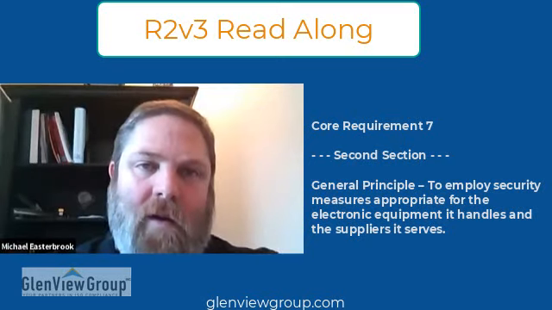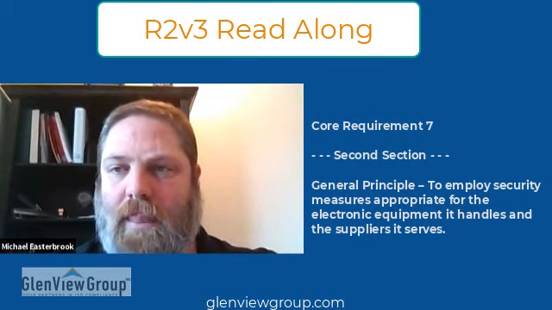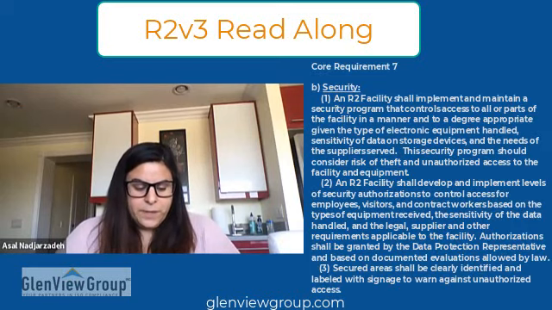Okay, so this one is probably going to be very specific to each operation. Section B is the section talking about security, and B1: an R2 facility shall implement and maintain a security program that controls access to all or parts of the facility in a manner and to a degree appropriate given the type of electronic equipment handled, sensitivity of data on storage devices, and the needs of the suppliers served. This security program should consider risk of theft and unauthorized access to the facility and equipment.